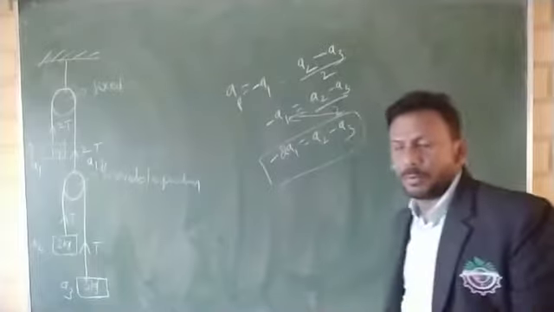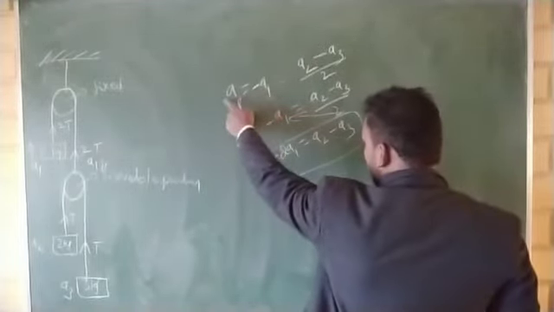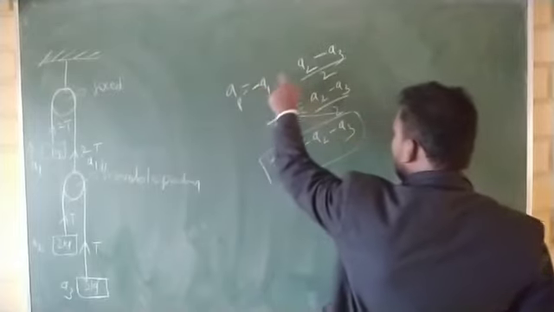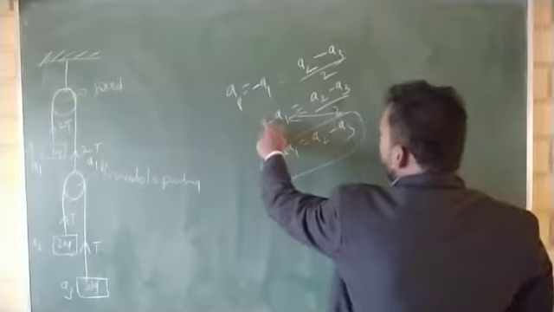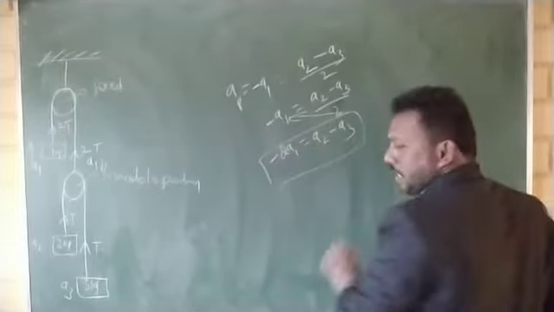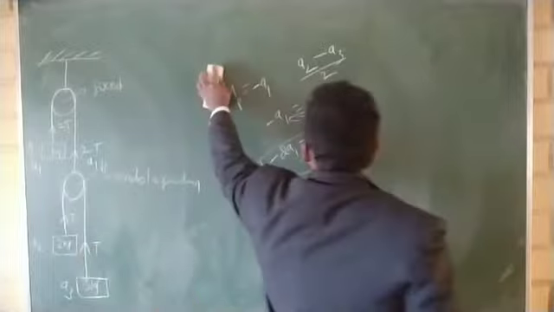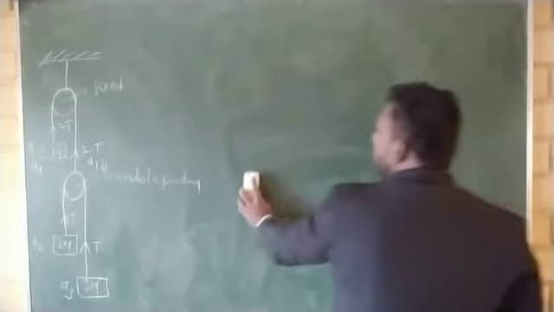Acceleration of the movable pulley. AP is equal to minus A1. That is equal to (2A2 minus A3) divided by 2. Multiply by 2: minus 2A1 is equal to A2 minus A3. Call it equation number 1.